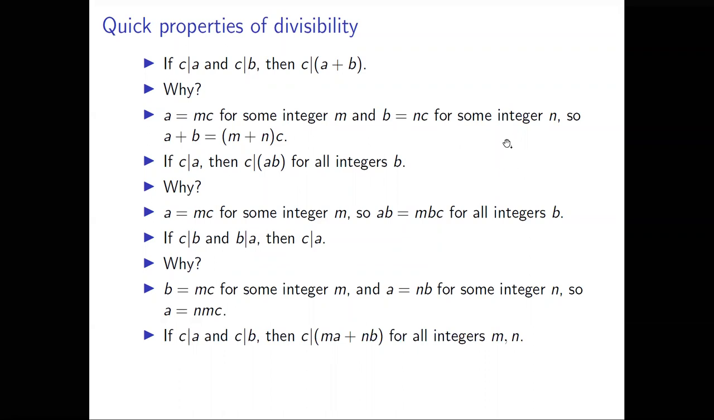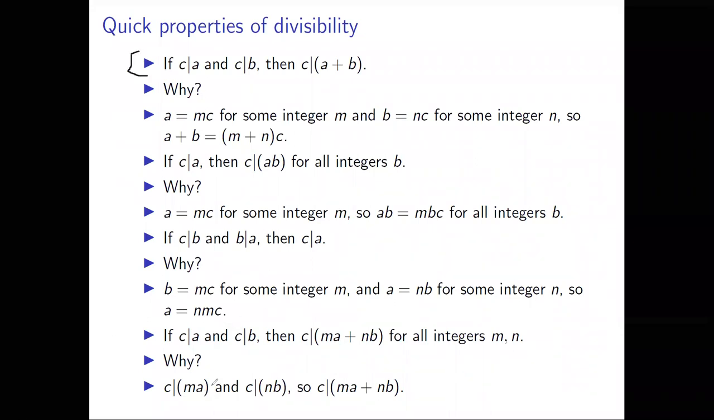And we can get another property using these. If we have C divides A and C divides B, then I claim C divides MA plus NB for all integers M and N. And we can see this easily because if C divides A, then that tells us that C divides MA for all integers M. And if C divides B, then that tells us that C divides NB for all integers N. And since C divides MA and C divides NB, then we can use this top bullet up here to say that C divides the sum of those two, which is MA plus NB. So we use this bullet to go from here to here. And we use this bullet right here to go from here to these two. So those are just a few properties. And now we can move on.